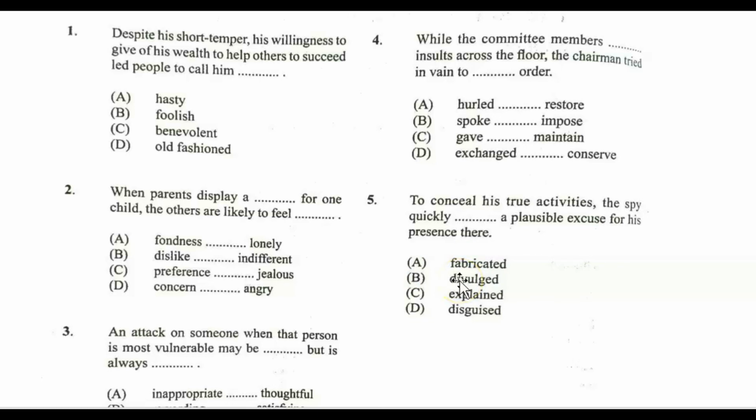He divulged a plausible excuse. So divulged, it's like you're sharing information that you shouldn't, right? So obviously he didn't do that. He explained the plausible excuse. No. He disguised? No. He fabricated a plausible excuse.